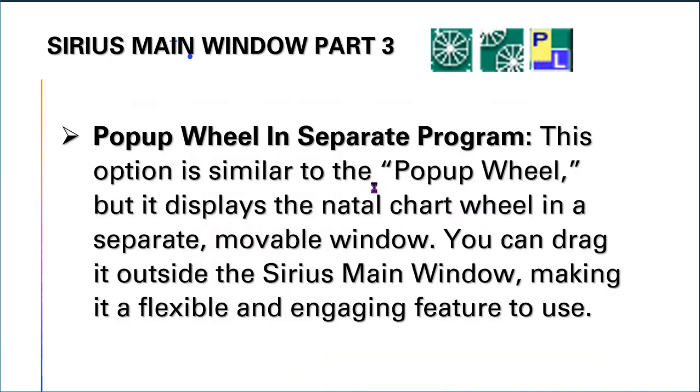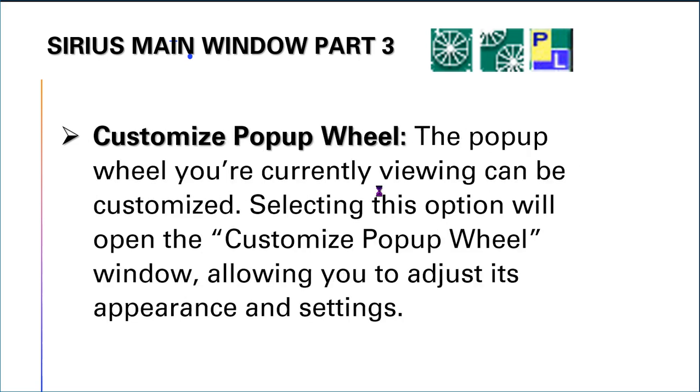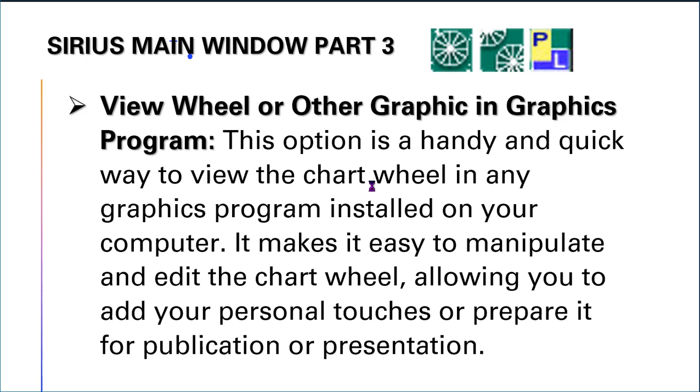Okay, now there's also another part in the program where you can pop up a wheel on a separate program, where when you do this, you can take it out of the Sirius main window and you can move it anywhere on the screen. It's in a separate program. Okay, the next one is the customize the pop-up wheel. You can customize the pop-up wheel if you don't want the default wheel. But in any case, you don't need to customize it. This is just an option for you that is there.